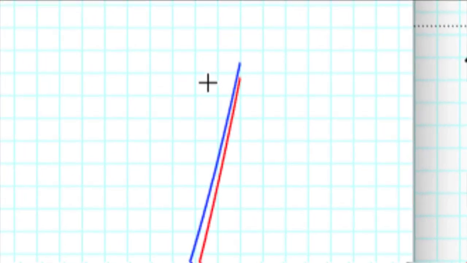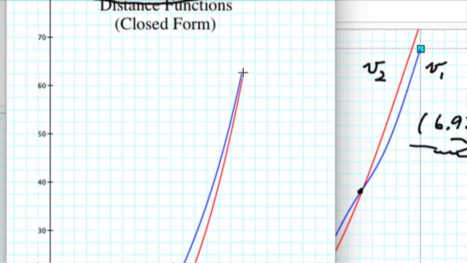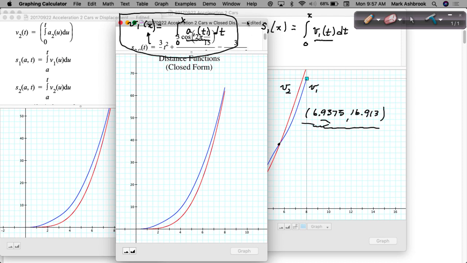It still doesn't catch up to car 1 at 8 seconds. Just barely, right? So the y coordinate of that point would be the accumulated distance of car 2, and the y coordinate of that point would be the accumulated distance of car 1. Car 2 still didn't catch up. Okay, questions on this?